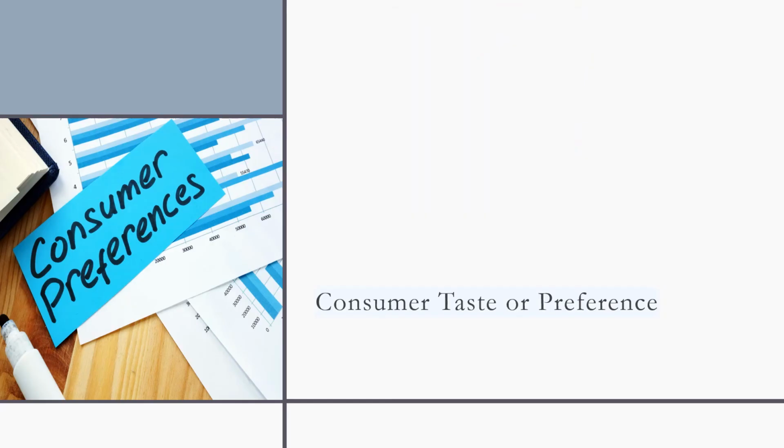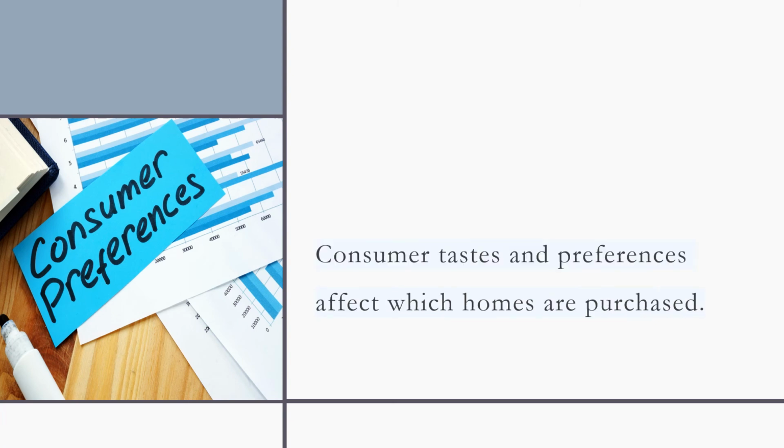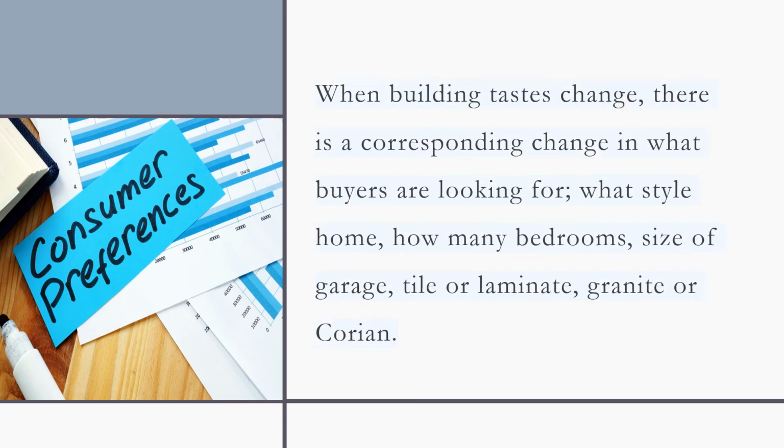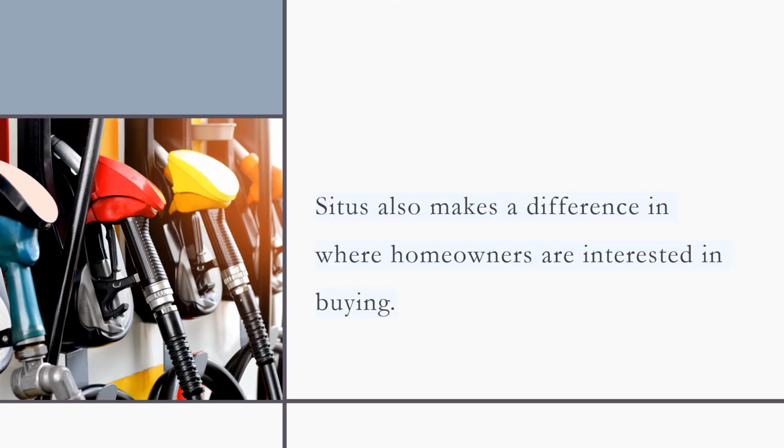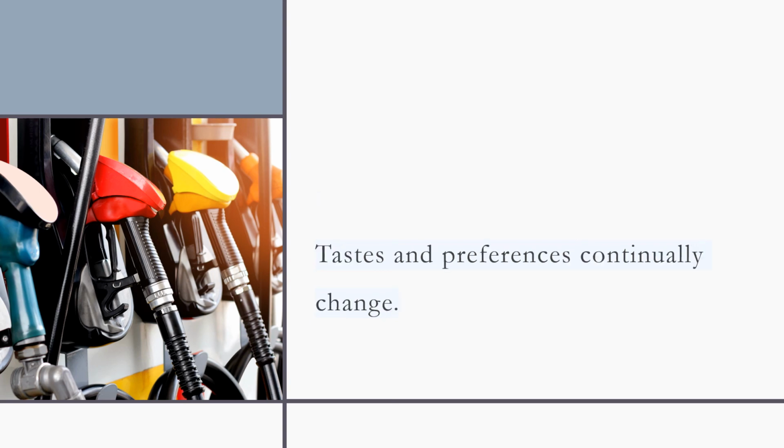Consumer taste or preference. Consumer taste and preferences affect which homes are purchased. When building tastes change, there is a corresponding change in what buyers are looking for. What style of home, how many bedrooms, size of the garage, tile or laminate, granite or Corian. Situs also makes a difference in where homeowners are interested in buying. Tastes and preferences continually change.